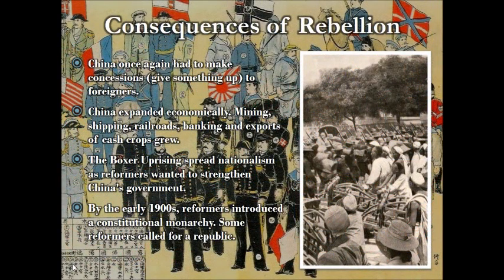What were the consequences of the Boxer Rebellion? China once again had to make concessions, which means to give something up to the imperialist powers or the foreigners. China expanded economically. Mining, shipping, railroads, banking, exports of cash crops grew. The Boxer uprising spread nationalism as reformers wanted to strengthen China's government. By the early 1900s, reformers introduced a constitutional monarchy. Some reformers even called for a republic.